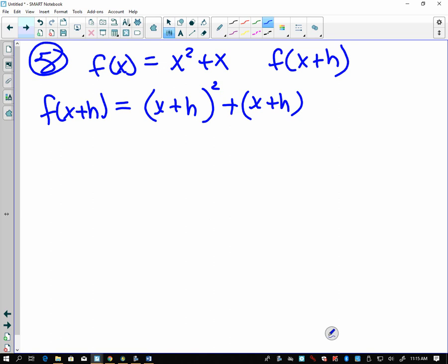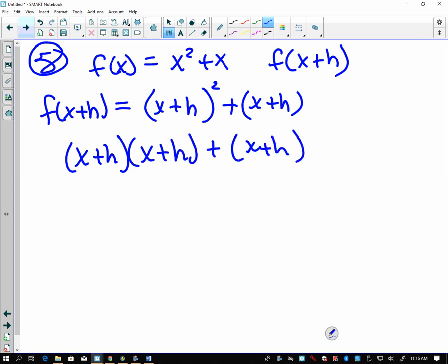Okay. Now, with something like x plus h squared, that doesn't mean x squared plus h squared. That actually means x plus h times x plus h, which is FOIL, right? X plus h times x plus h plus x plus h. All right, so FOILing here, I get x squared plus xh plus xh plus h squared plus x plus h, right? Do we understand all that?